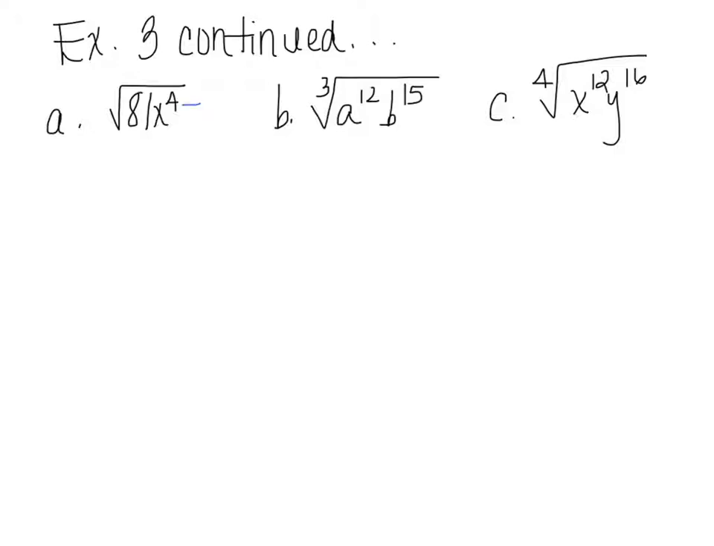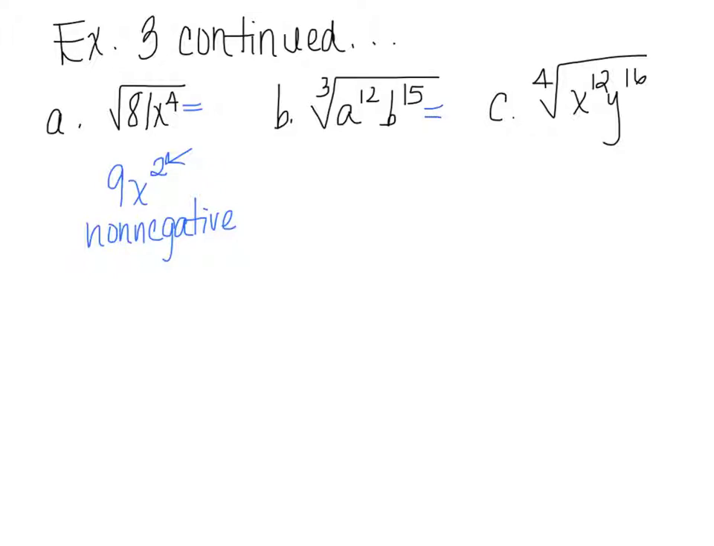The first one, square root of 81x to the 4th would be 9x squared. Now, because this is already non-negative, okay, so if it comes out to be an even exponent, you don't need absolute value bars. Okay? All right, this one.